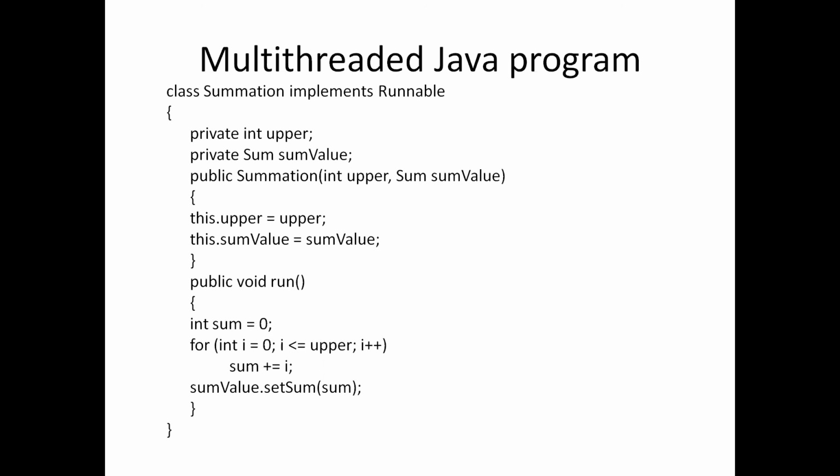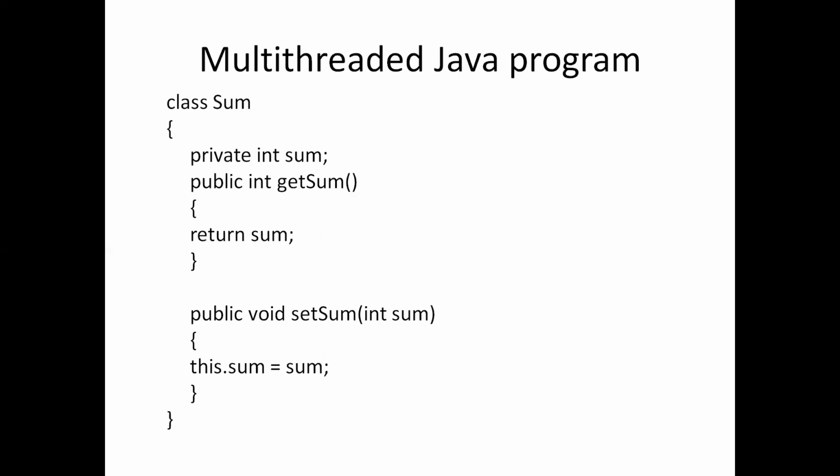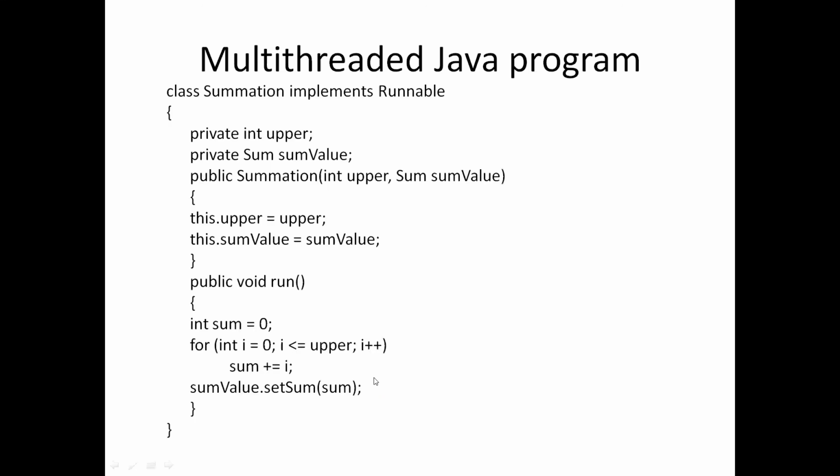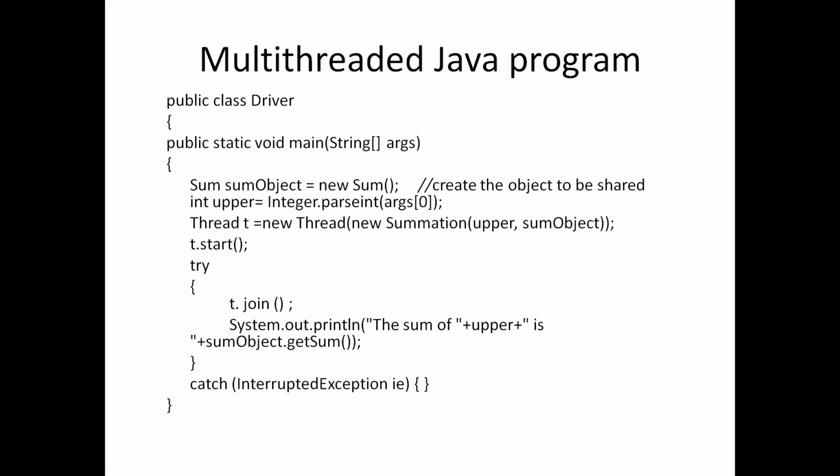And once this statement, sum value dot set sum, is executed, control will go to the set sum method in the sum class. There, the sum value will be set to this sum. This is about the summation implementation.